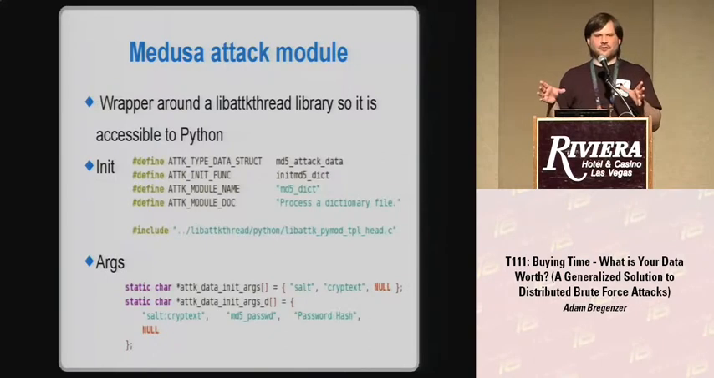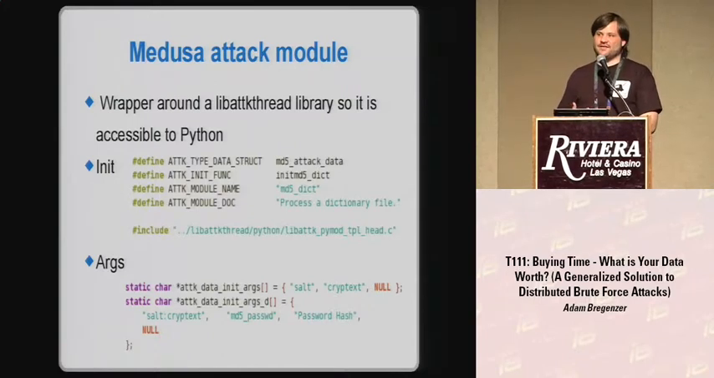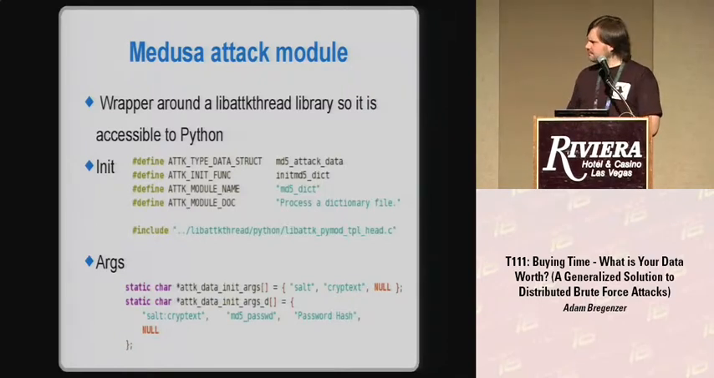So there's a little bit of glue that has to be stuck in between the C library and the Python module that actually gets loaded up. And basically, what you're doing here is you're telling the web framework what it is that it's being fed. At the very top of the file, you specify the name of the data structure that is holding your hash data, the name of the Python module, and then a description that gets put on the webpage of what exactly this is doing.